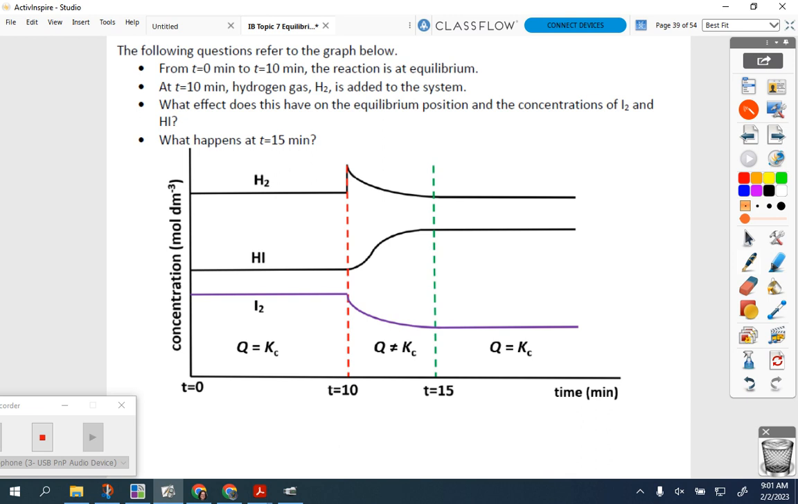And we've got 3 things on the graph. This is for a reaction where we have hydrogen and iodine, let's make these gases, reversibly producing hydrogen iodide. Okay. What is happening between T0 and T10? What condition is this reaction in? It's at equilibrium. How do you know?